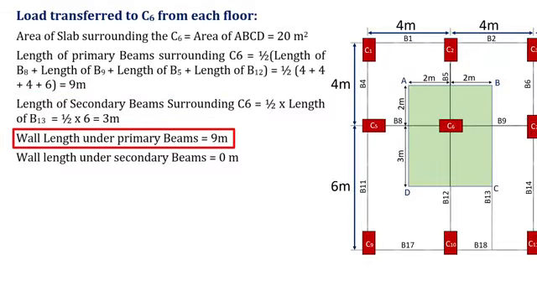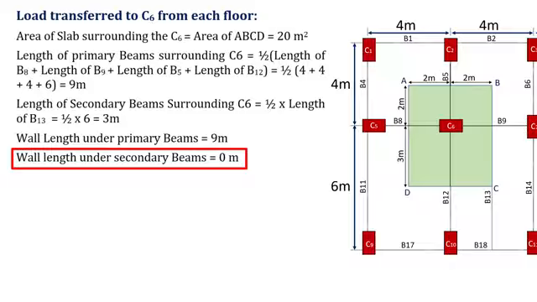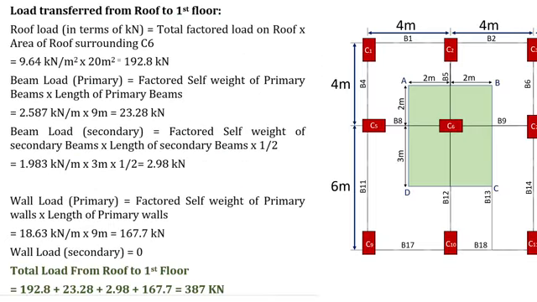Wall length under primary beams would be equal to length of primary beams, which is already calculated as 9 meter. Since we are not providing any wall under secondary beams, therefore wall length under secondary beams would be 0. Now let's calculate the load transferred from roof to first floor.